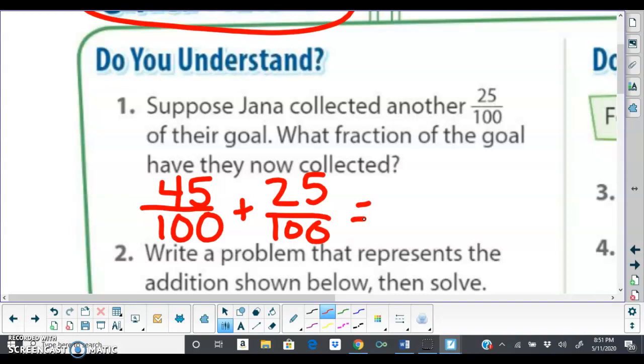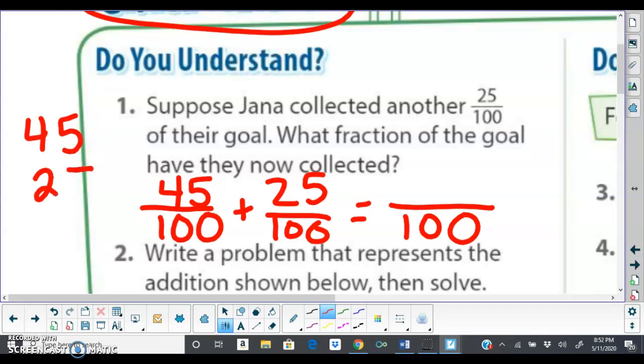Yes, you can, because they have the same denominator. So we know our denominator stays the same. And then we say 45 plus 25. If you can count that up in your head, do it. Or you know what, if you need to, there's nothing wrong with writing it vertically and adding it up.